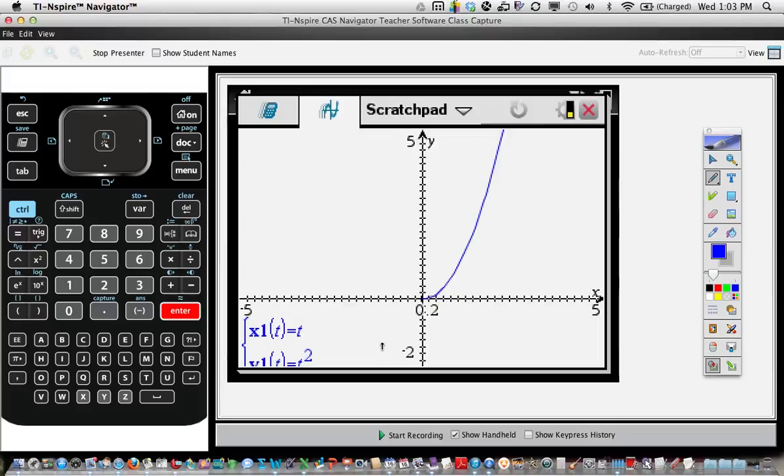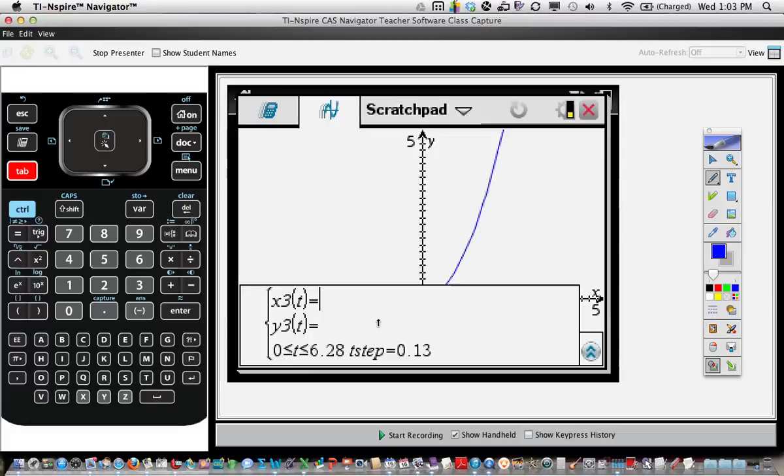Our t's started at 0, right? For example, let's go back into that equation. Let's talk about changing our t values and maybe our window a little bit. Well, you've got to arrow up to the right equation.